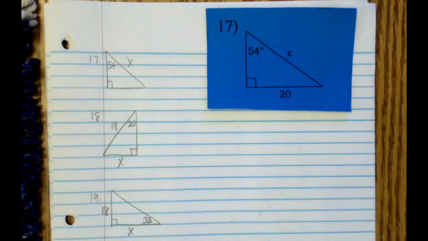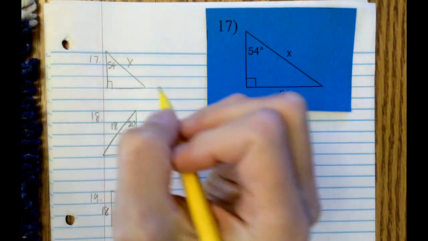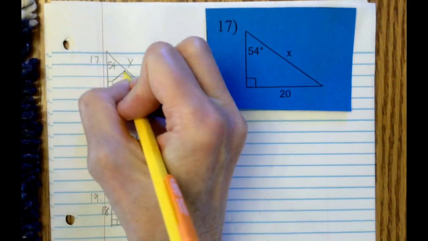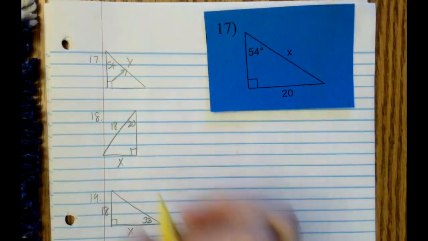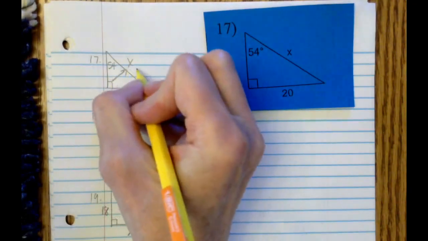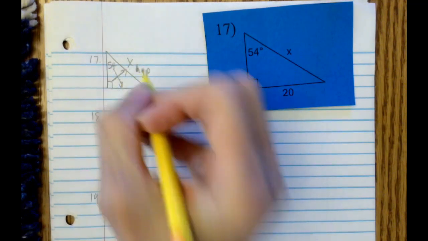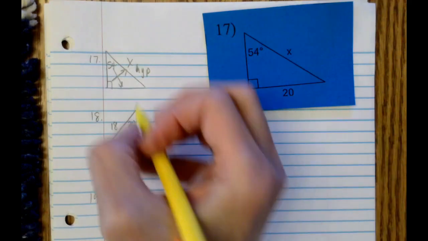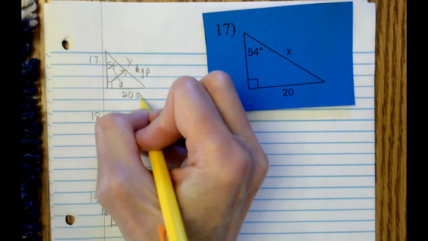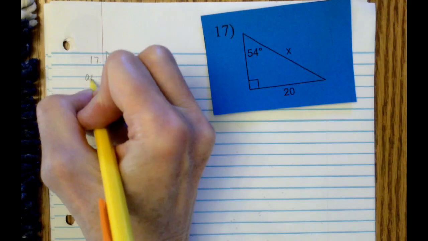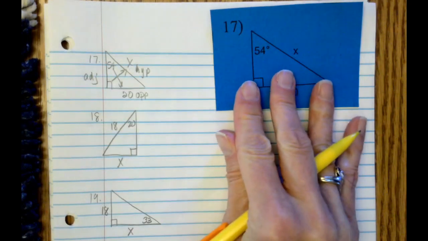Problem 17. I had to switch to notebook paper, as you can see, but we are still finding sides, and I've drawn the triangle out so we can label it. Nice for me because I don't have to squeeze everything in a box, and I seem to be missing a piece here, but across from the right angle is the hypotenuse, and across from 54 has a length of 20, and that's going to be our opposite, which means that this is the adjacent.